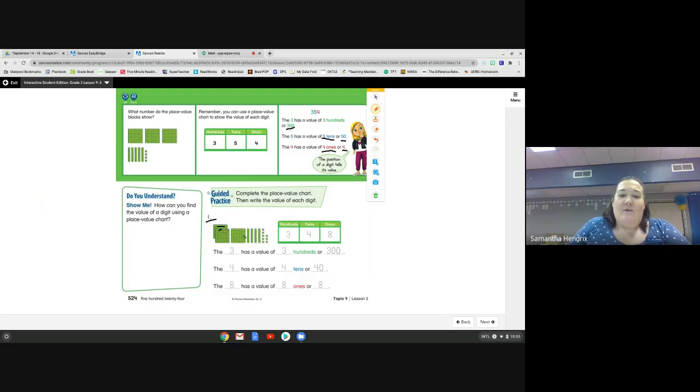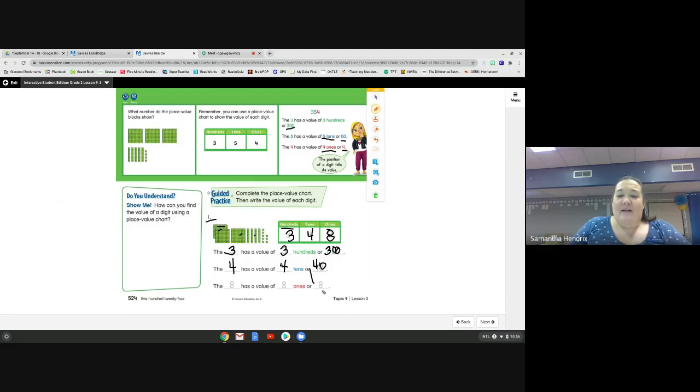So here is 1, 2, 3. So they wrote a 3. 1, 2, 3, 4. 4 tens, and then 8 ones, okay? Now we have to show understanding that we know the value of each digit. So the 3 has a value of 300s or 300, okay? That means the same thing. If we have 3 hundreds, then we have 300 in all, okay? The 4 has a value of 4 tens, okay? So there were 4 tens, or the value is 40, okay?